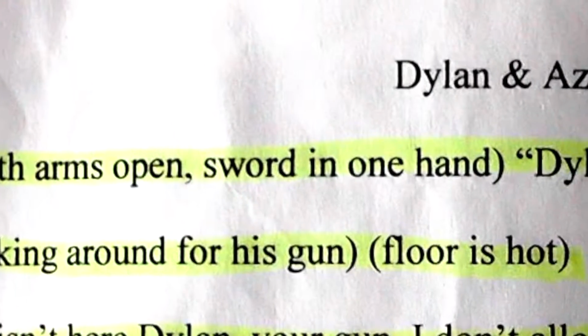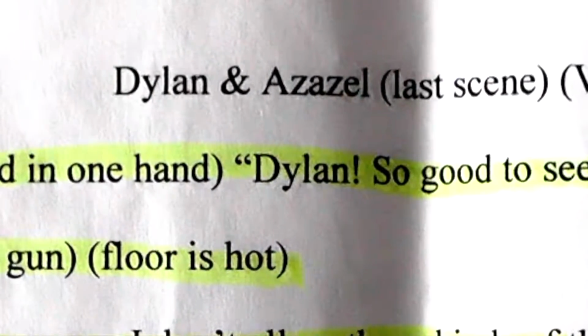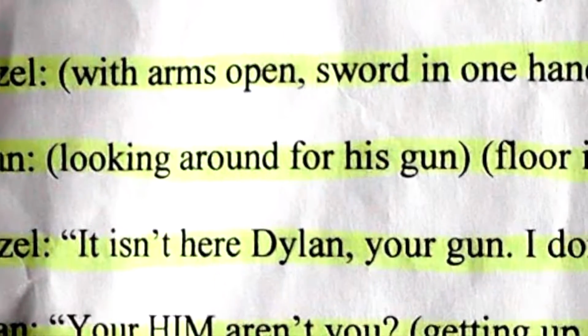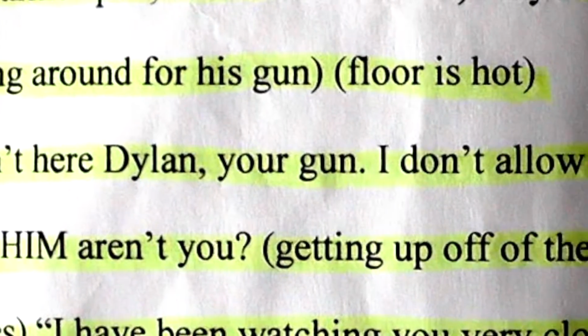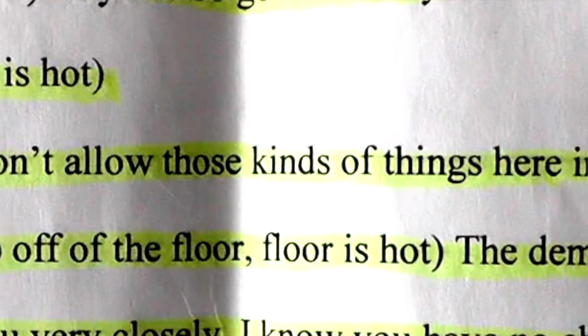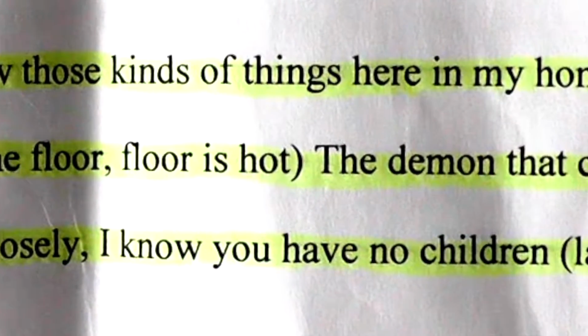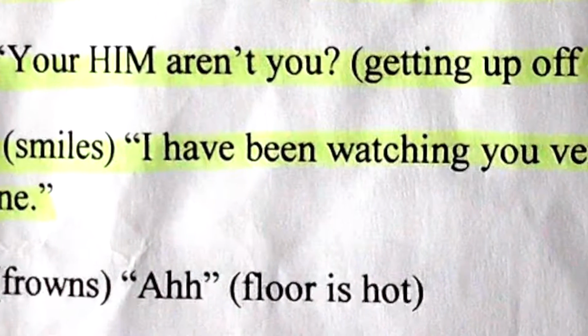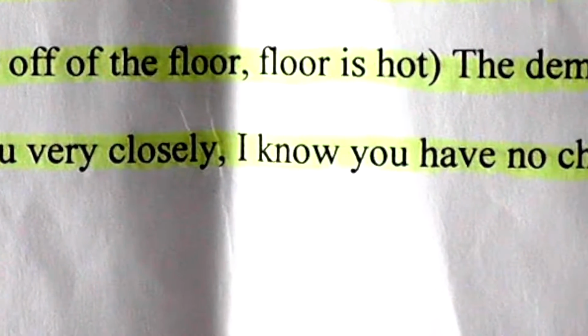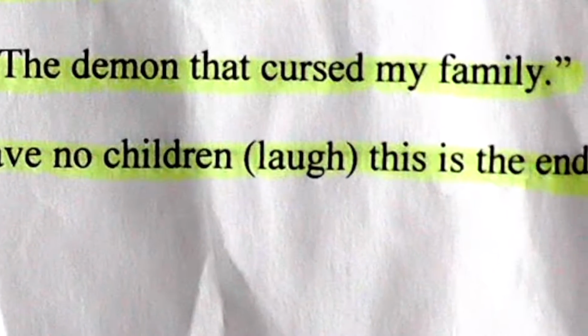Azazel, with arms open, sword in hand: Dylan, so good to see you. Dylan, looking around for his gun, floor is hot. Azazel: It isn't here, Dylan, your gun. I don't allow those kinds of things here in my home. Dylan, getting up off the floor: You're him, aren't you? The demon that cursed my family. Azazel smiles: I have been watching you very closely. I know you have no children, he laughs. This is the end of the line.